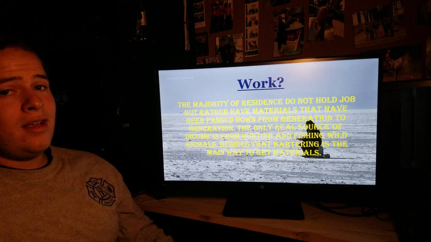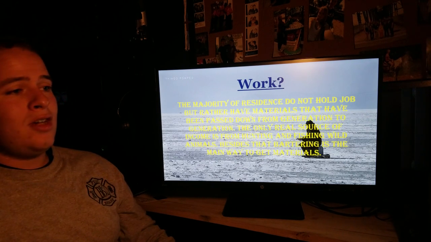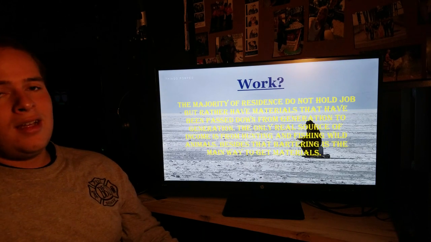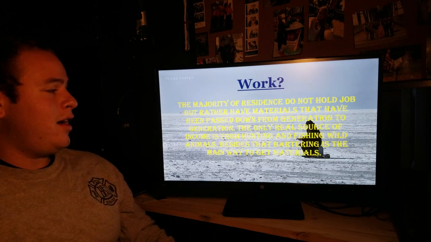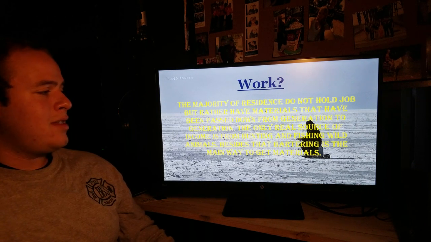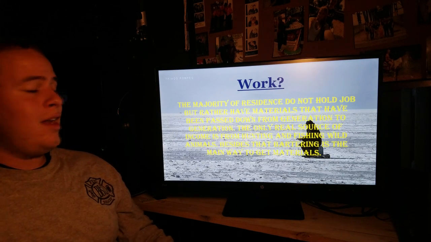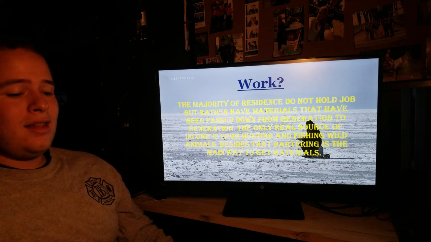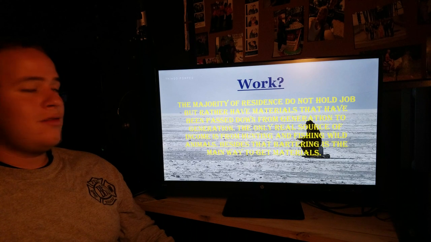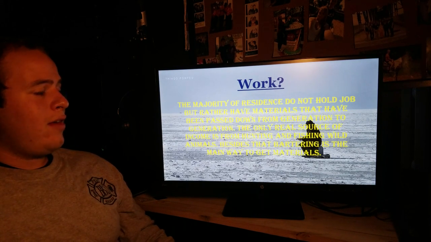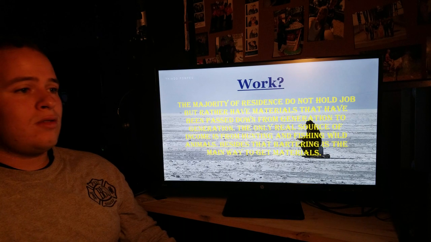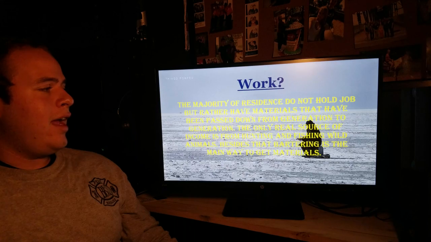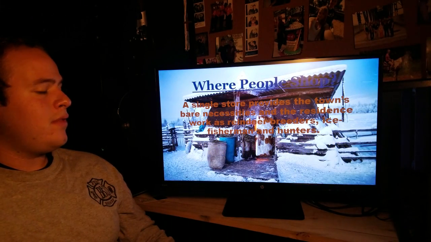So where do they work? The majority of the residents do not hold a job, but rather have materials that have been passed down from generation to generation. The only real source of income up there is from hunting and fishing animals. Besides that, bartering is the main way to get materials. Again, there's no commercial hotels or restaurants up there, so they really have to rely on their outside resources and their instincts and survival to get them through the winter and gather everything.